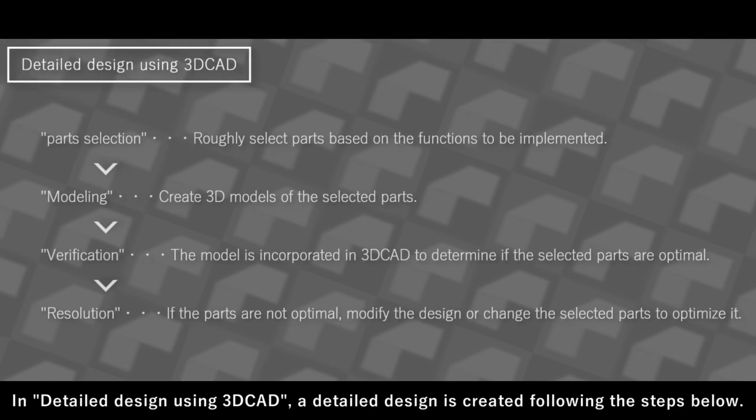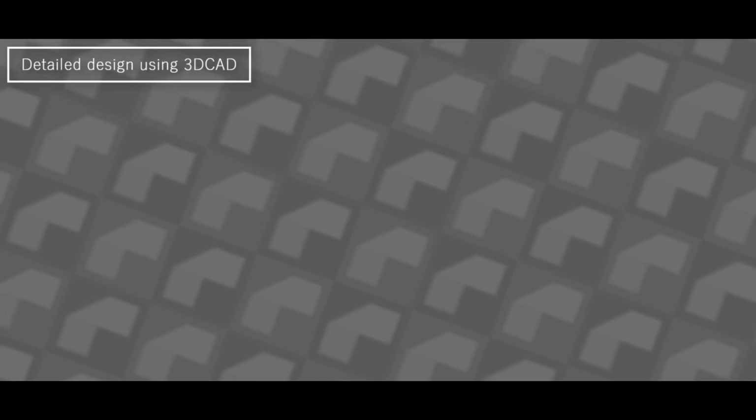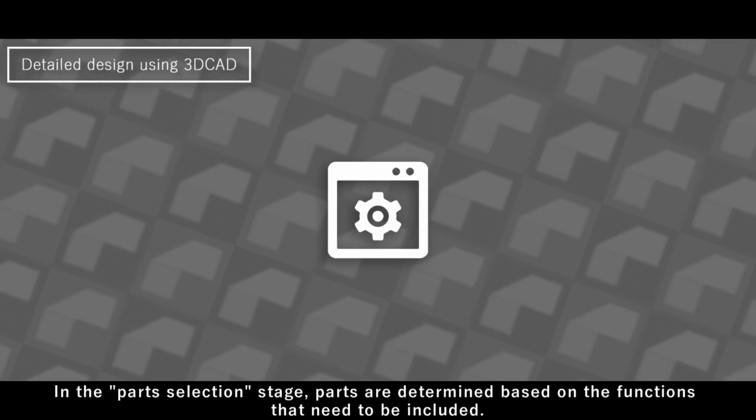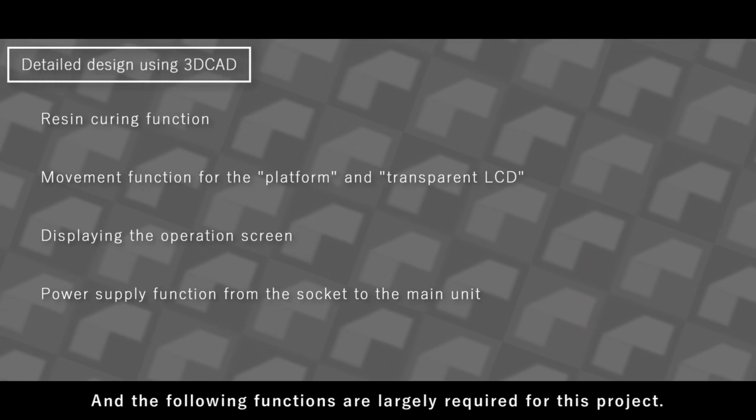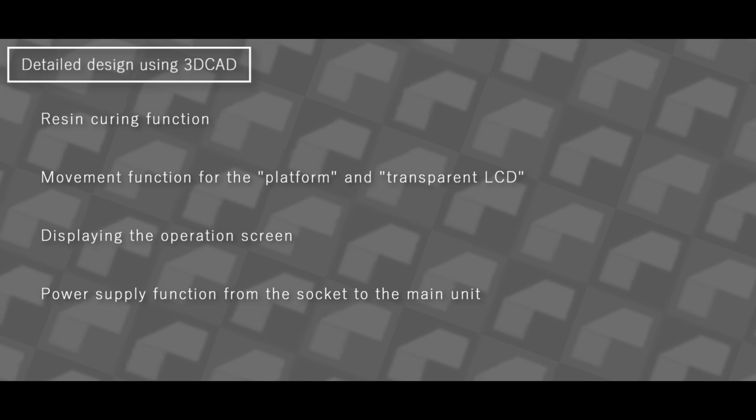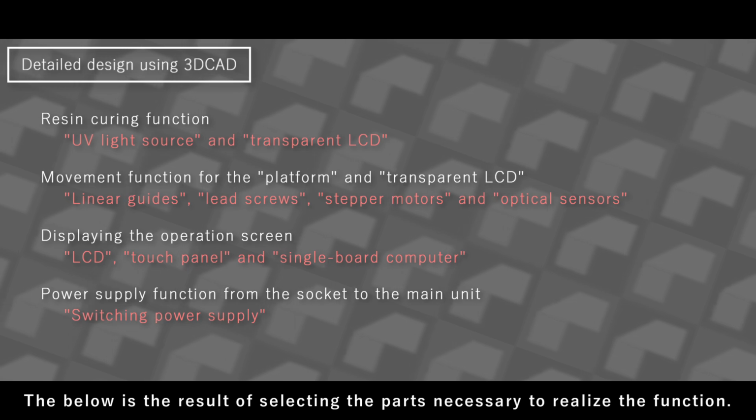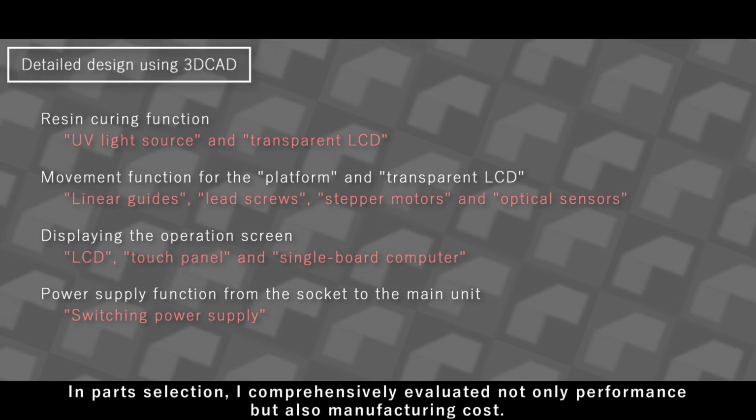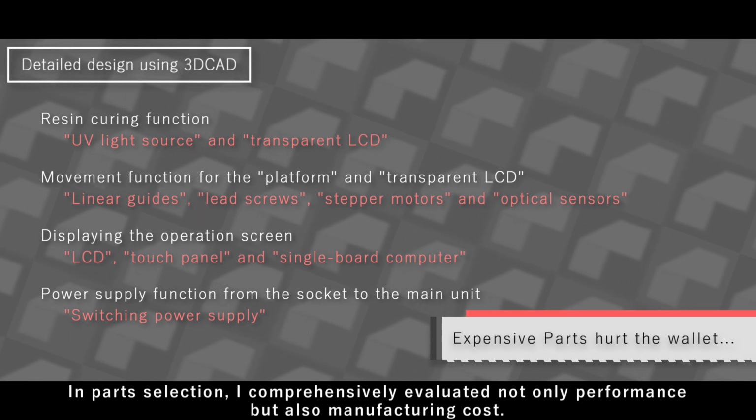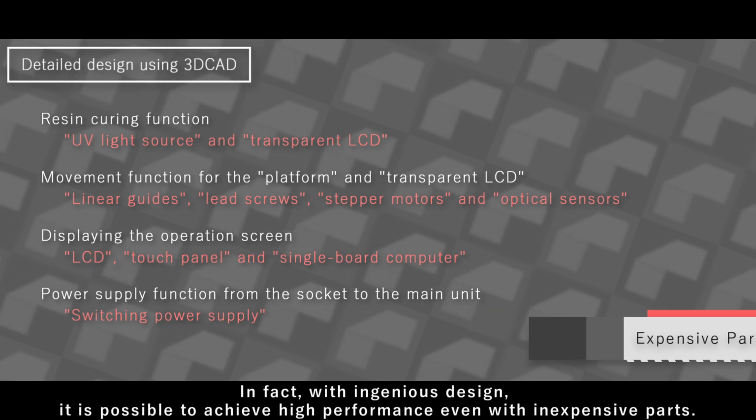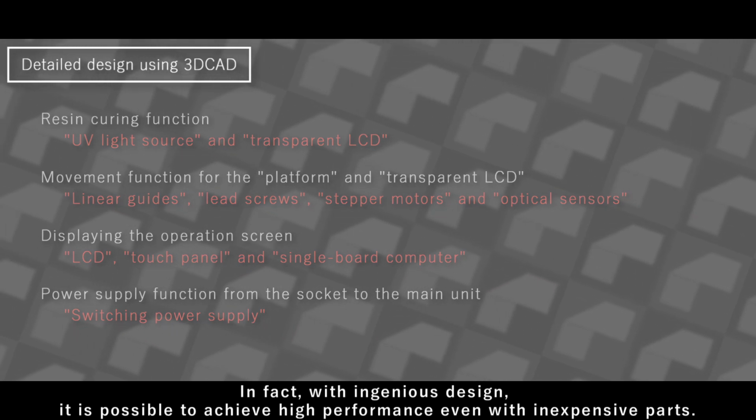In detailed design using 3D CAD, a detailed design is created following the steps below. In the part selection stage, parts are determined based on the functions that need to be included. And the following functions are largely required for this project. The below is the result of selecting the parts necessary to realize the function. In part selection, I comprehensively evaluated not only performance, but also manufacturing cost. In fact, with ingenious design, it is possible to achieve high performance even with inexpensive parts.